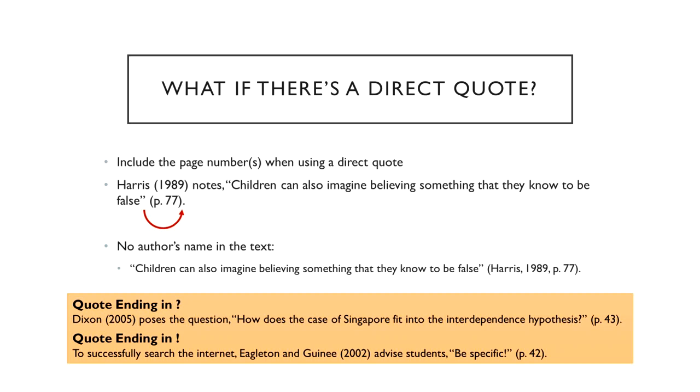You can also write this a different way. You could also do it like this. "Children can also imagine believing something that they know to be false," and then put your entire in-text citation at the end of that: (Harris, 1989, p. 77). So you do your in-text citations with the author, then the date, and then the page number.